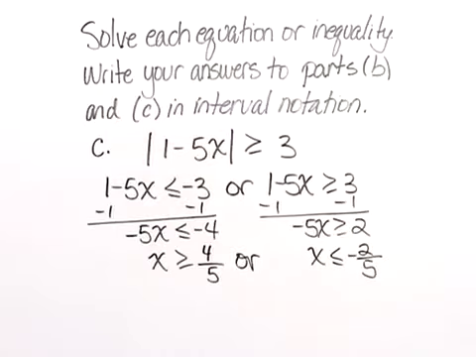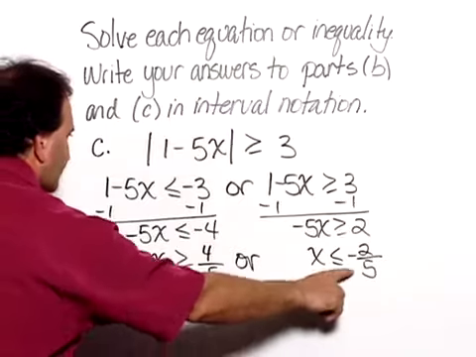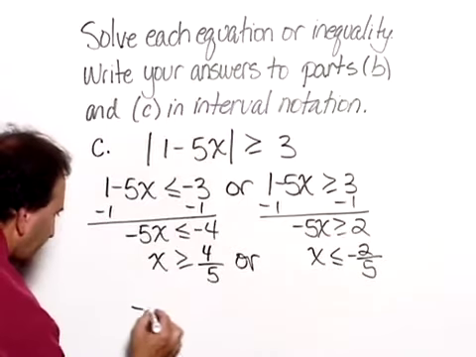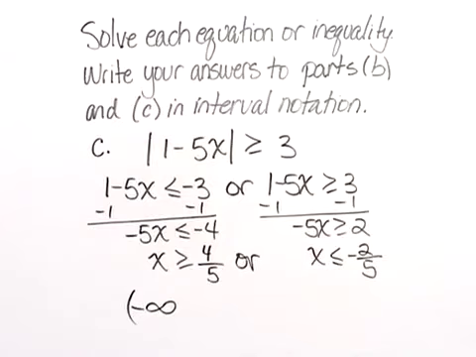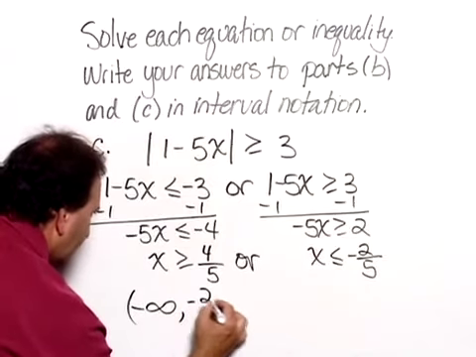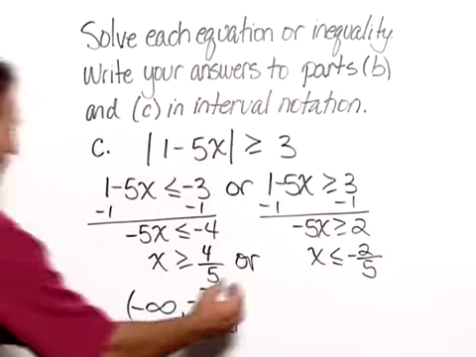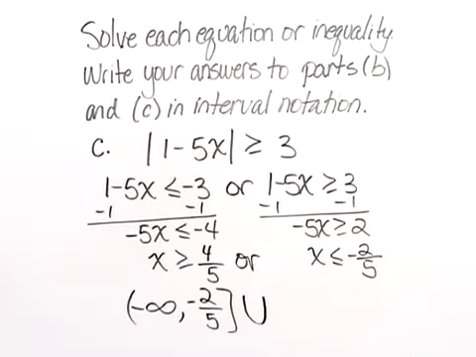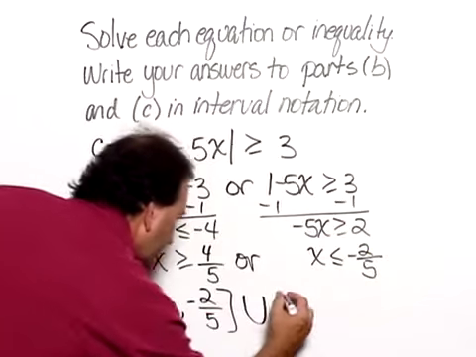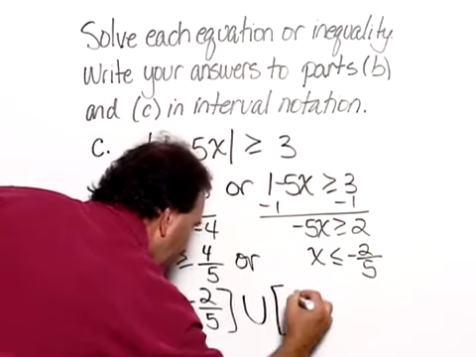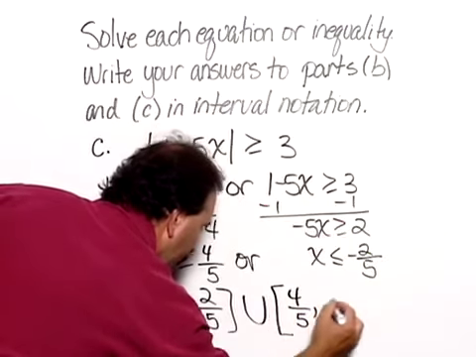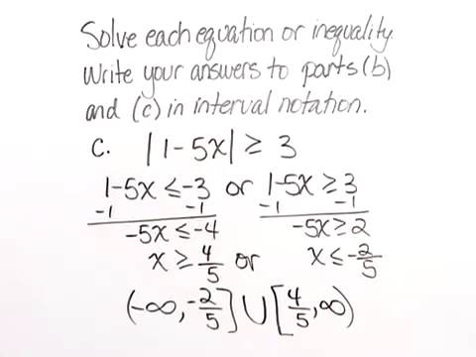To write this in interval notation, we start with this one where x is less than or equal to negative 2/5. That starts at negative infinity, goes up to and includes negative 2/5, so we use a bracket because of the equality portion of that. The word or means union. So then we write union, x is greater than or equal to 4/5. We start at and include 4/5, and then goes up through positive infinity. So that's our solution in interval notation.